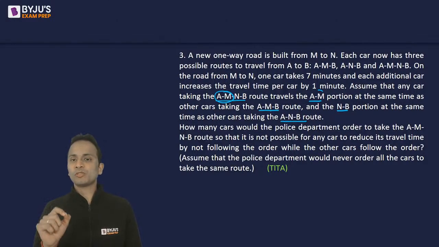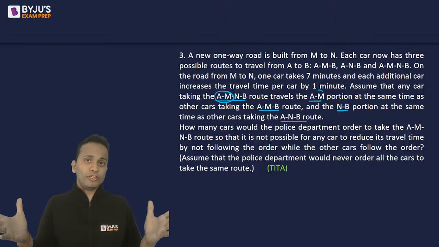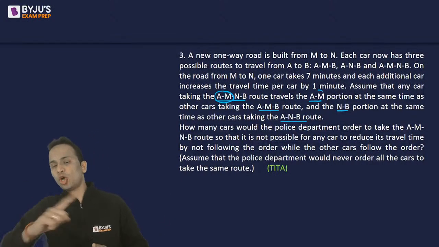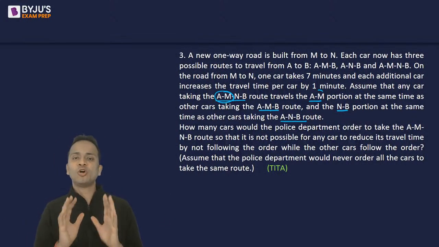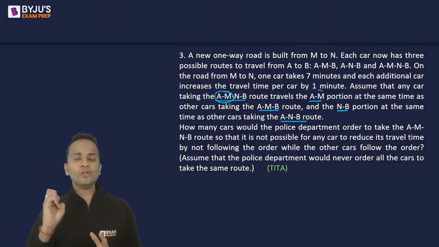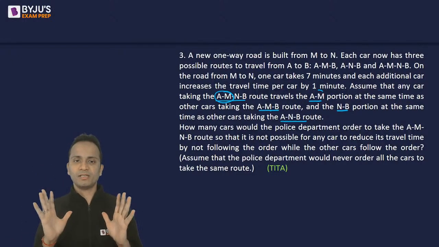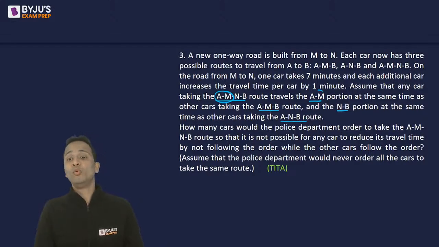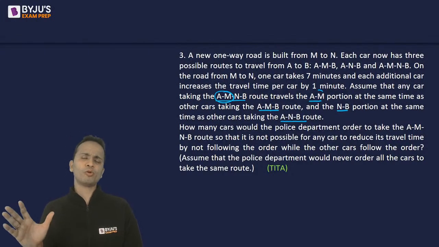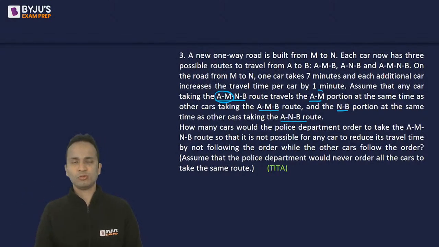It is not possible for any particular car, any single car. So if other cars are following the order and only one car decides not to follow the order, then it is not possible for that car to reduce the travel time further by not following the order which other cars are following. Assume that the police department would never order all the cars to take the same route. So all 4 cars will never take the same route. Wonderful, so now let's work on this.